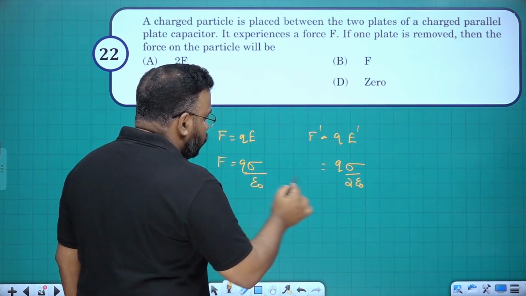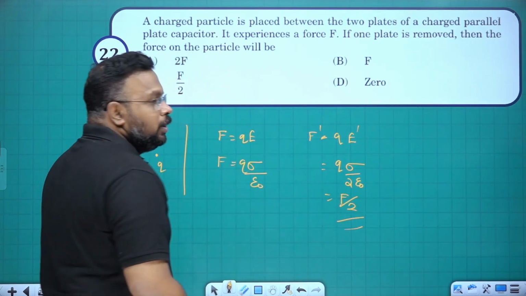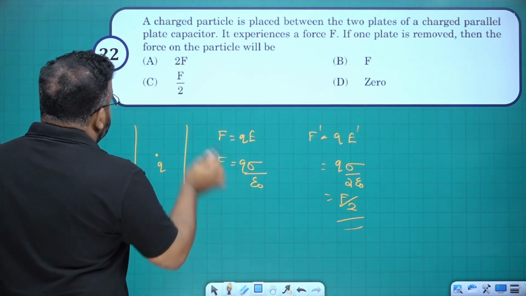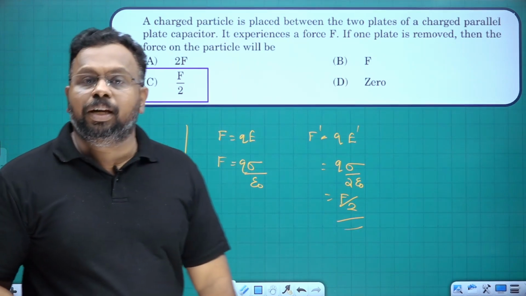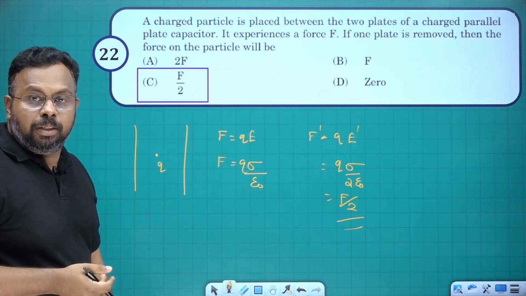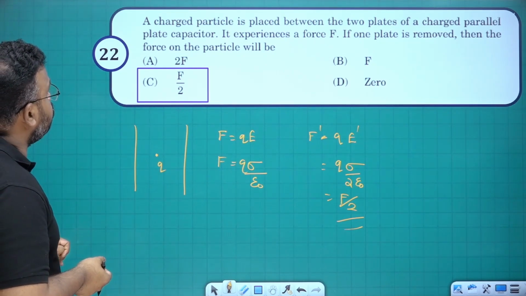Q into sigma by epsilon naught is F by 2. So F dash is equal to what? F by 2. Simple question. Hope you understood. Option C is the right answer. It is F by 2. The force will be halved. If one plate is removed, the force will be halved. Got it? Next question.